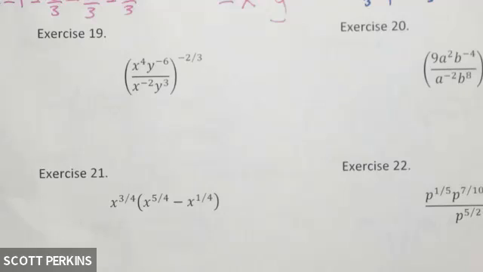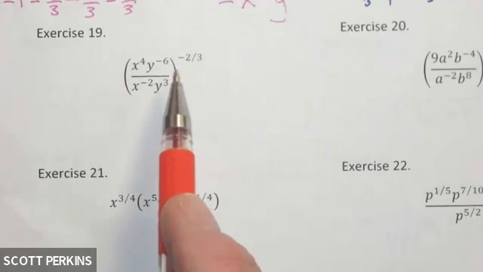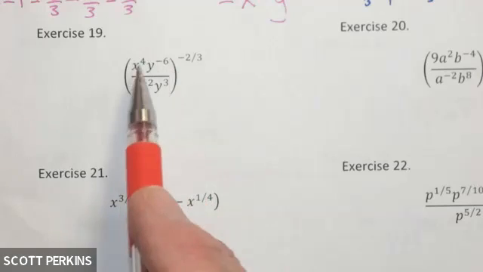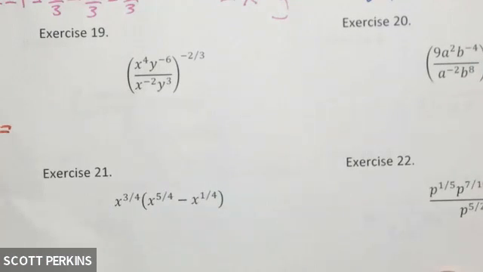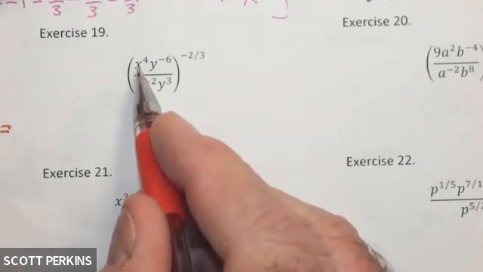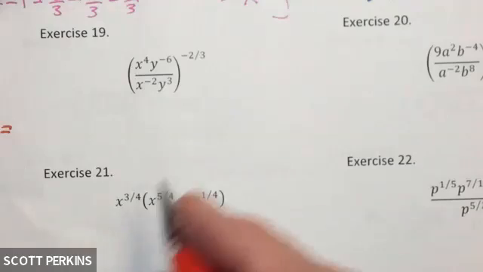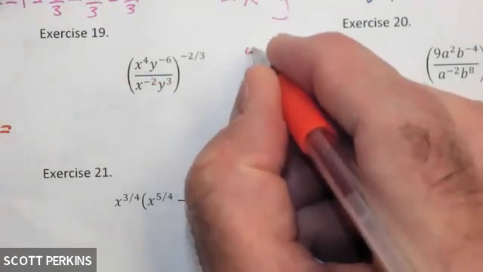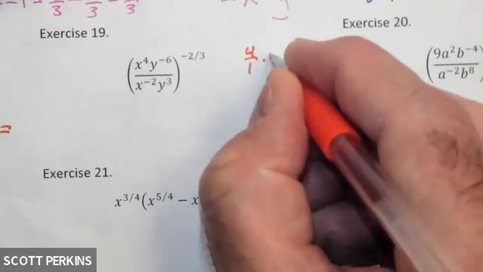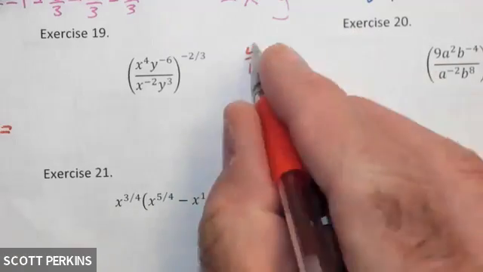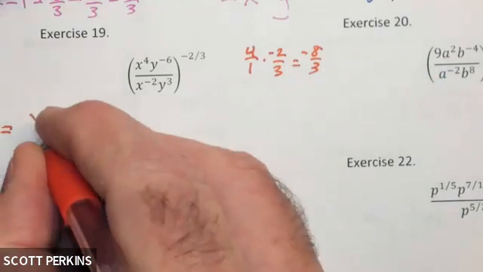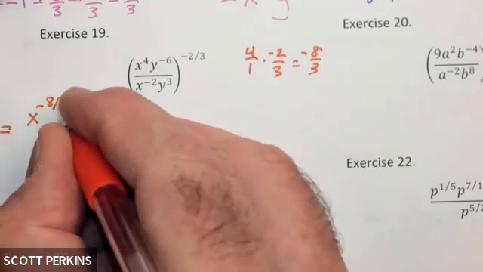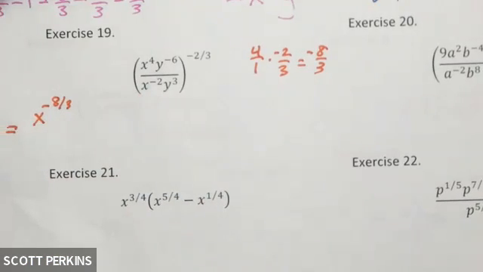Here goes, what this problem looks like. First, I've got these parentheses, so I'm going to apply the power rule. I've got all of these things raised to a power. So the first thing is I'm going to raise everything to that negative 2/3 power. So it's just multiplying. So I've got x to the 4 times negative 2/3. So I've got 4 over 1 times negative 2 over 3. So 4 times negative 2 is negative 8. 1 times 3 is 3. So I start with an x to the negative 8/3 power, and we are off and running right now.